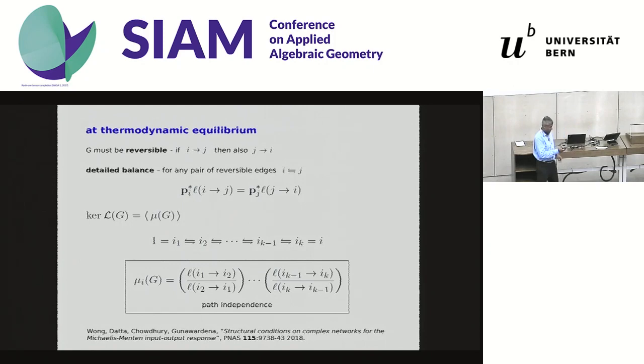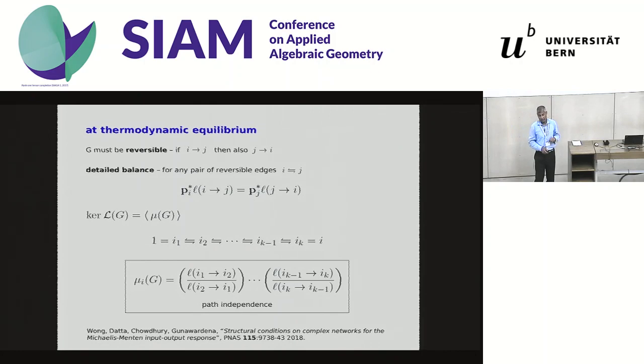And the consequences are we have another basis element that we can write down in the kernel of the Laplacian. It's much simpler. All I need to do is to take a reference vertex, take any path of reversible edges to the vertex, the microstate I have in mind, and take the product of the label ratios along that path. And this is what I mean when I say we calculate probabilities by paths. Okay? At equilibrium, I take any path, and detailed balance ensures that this gives the same answer all the time.